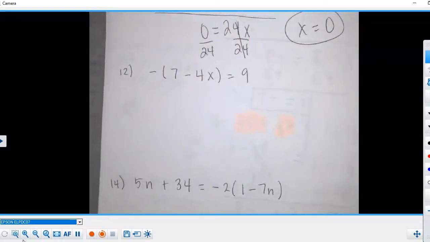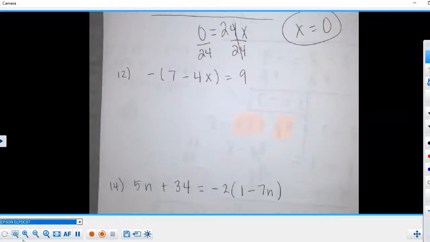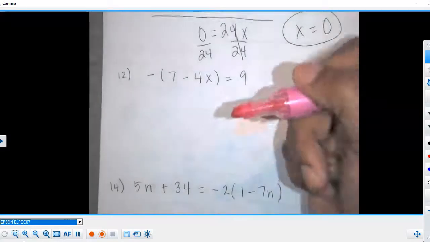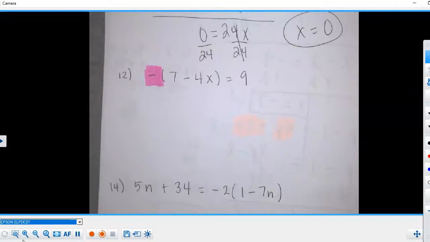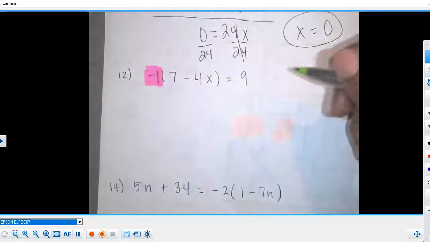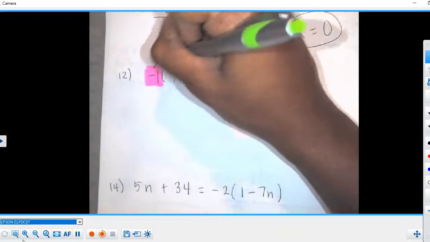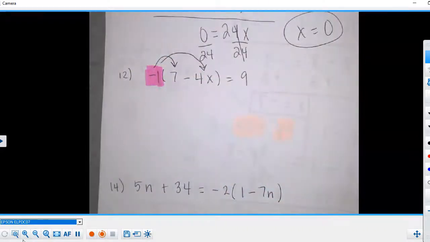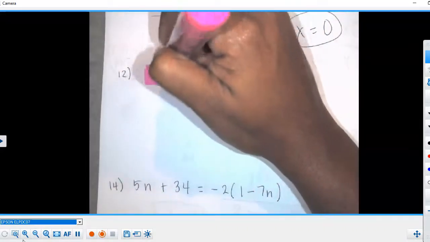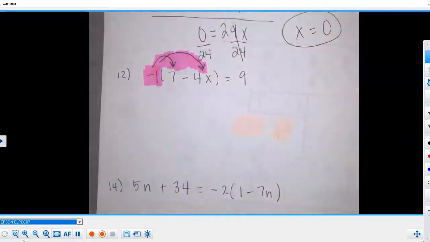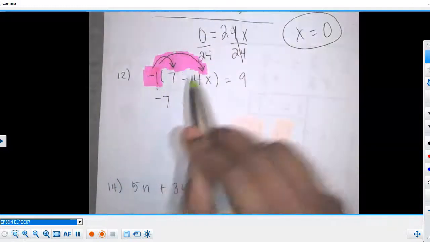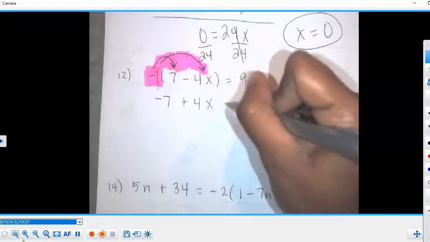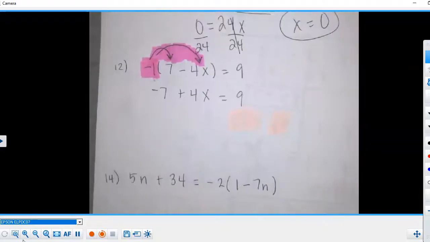All right, number 12 is just like the one above. The only difference is be very careful, and I'm going to highlight in another color, that negative 1 is right there in the front. You just don't see the 1. If you want to write it in, that's fine too. But we're doing the distributive property. So we're going to multiply each term by negative 1 to do the distributive property. That means to multiply each term. So we get negative 7, positive 4x equals 9. All right?